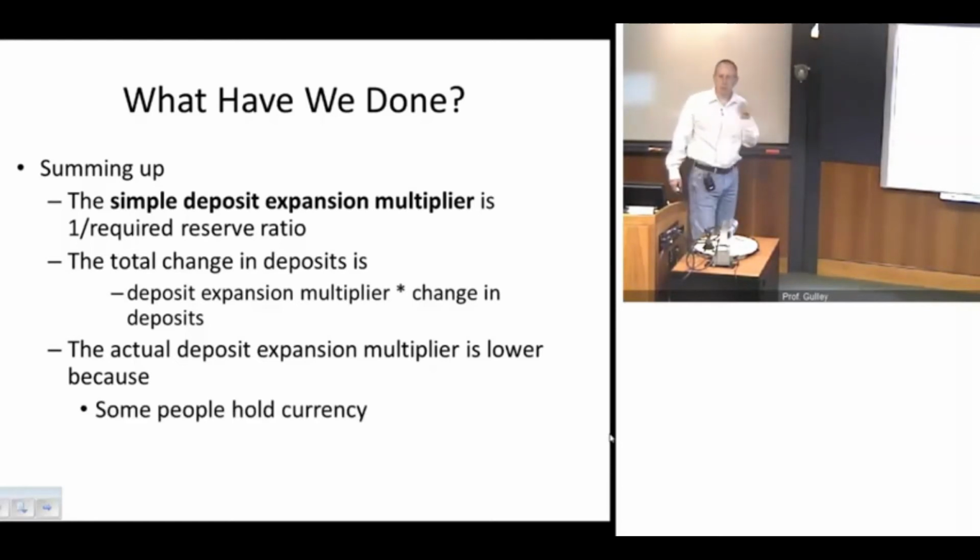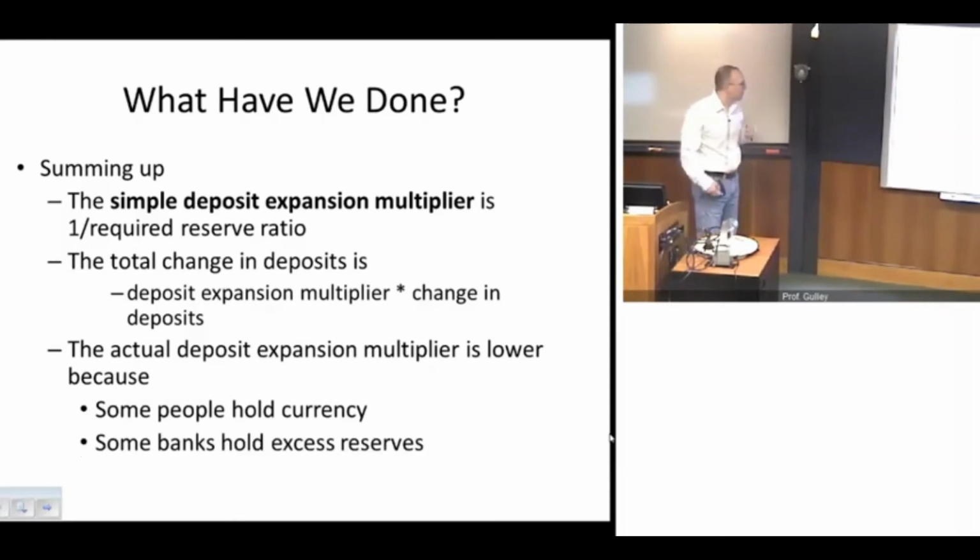First, some people hold currency. In our example, I didn't mention it, but it turns out to be important, nobody held any currency. All deposits went into a bank, and then when loans were made, those became subsequent deposits. So nobody held any currency, and of course that's not realistic. People do that, so we need to account for that eventually. And in addition, banks also sometimes hold excess reserves, reserves above and beyond that which are required. Our example assumed that banks hold 0 excess reserves.